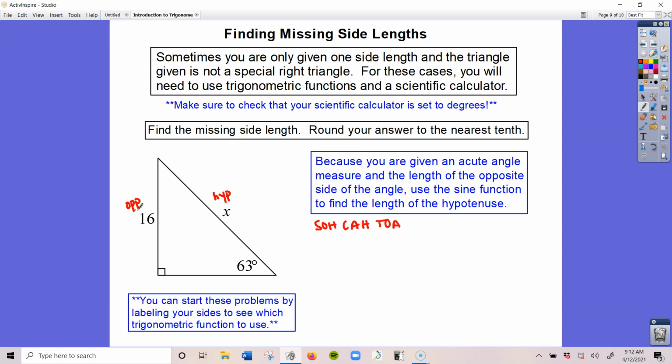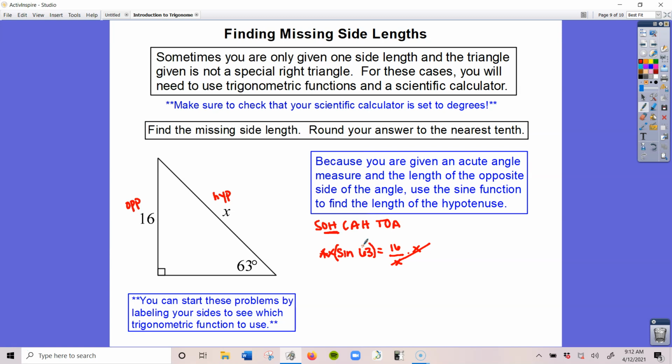The trig function that uses opposite and hypotenuse is sine. So we're going to set up an equation. This would be the sine of my angle. Here I'm actually given an angle, so sine of 63 is going to equal the opposite, which is 16, over x, the hypotenuse. In order to solve for x, because that's my goal, I would have to multiply x to both sides. Now the sine of 63, this is just a number.